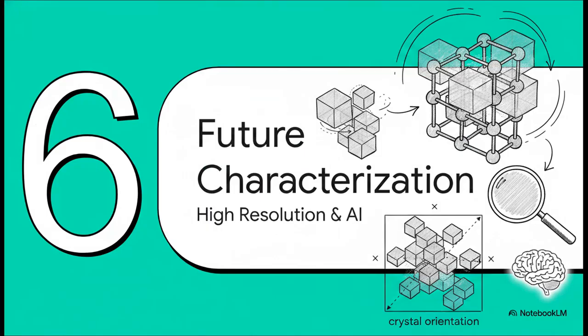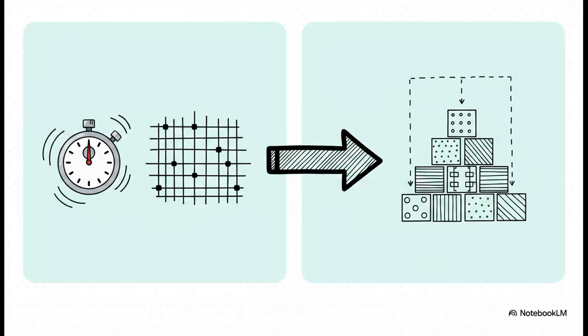Finally, part 6, the future of characterization, focusing on high resolution and AI. You know, we are no longer just looking at basic crystal orientation anymore. We are stepping firmly into the era of 3D EBSD mapping and, of course, artificial intelligence. Currently, these systems are so incredibly fast that we can measure microscopic elastic strain with mind-blowing precision.